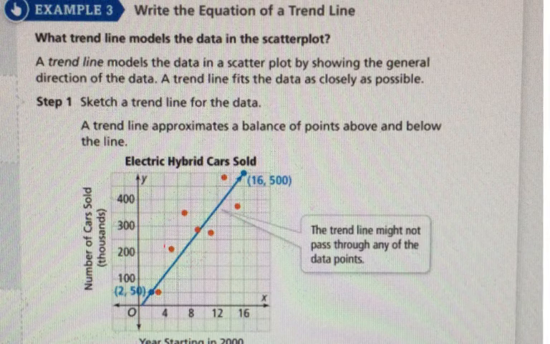Okay, do y'all think that's a pretty good fit? I think it's pretty close, right? We're going up pretty quickly. Now it says a trend line approximates a balance of points above and below the line. So you see some of them are to the left of the line. That would be above the line. Some of them are to the right of the line, which would be below the line. So it's just kind of right in the middle of those to get our trend line.